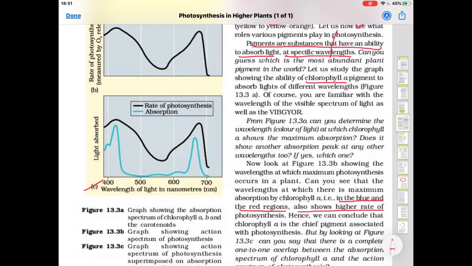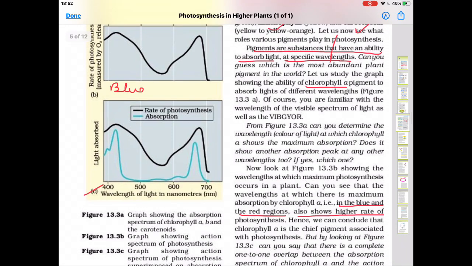Along the wavelength, where the highest peaks are present, that region is the blue region. Again, at some part, high peaks are there; that region represents the red spectrum of the VIBGYOR. When we split white light, sunlight consists of VIBGYOR: violet, indigo, blue, green, yellow, orange, red. So where the highest peaks are present in this graph first, that region shows the blue region.